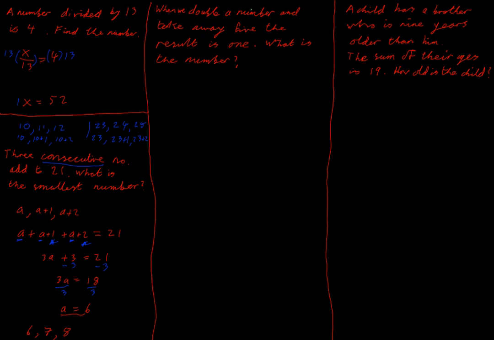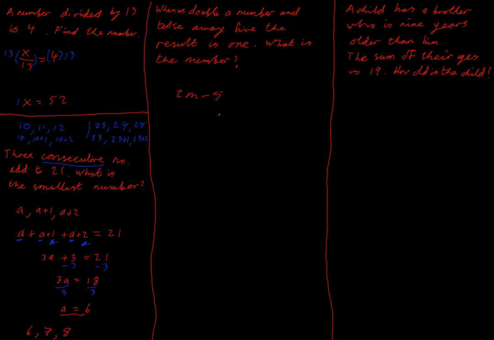Let's have a look at another example. When we double a number, so we have a number, let's call that m, 2m, so we multiply a number by 2, that would be doubling our number, and take away 5, the result is 1. So take away 5 is the next thing.